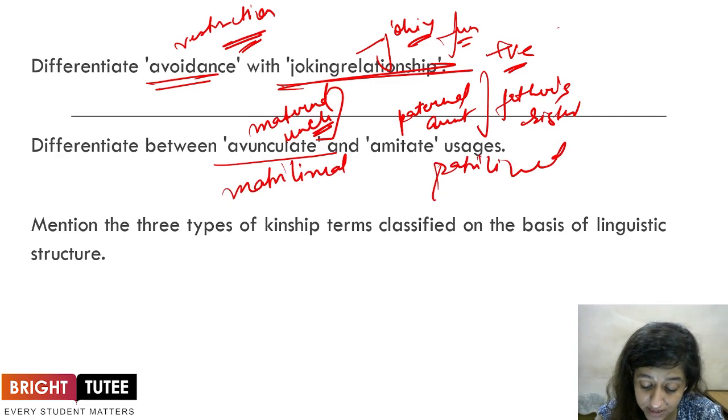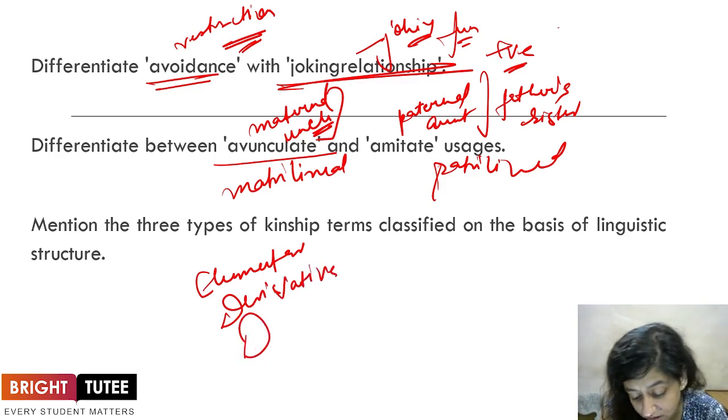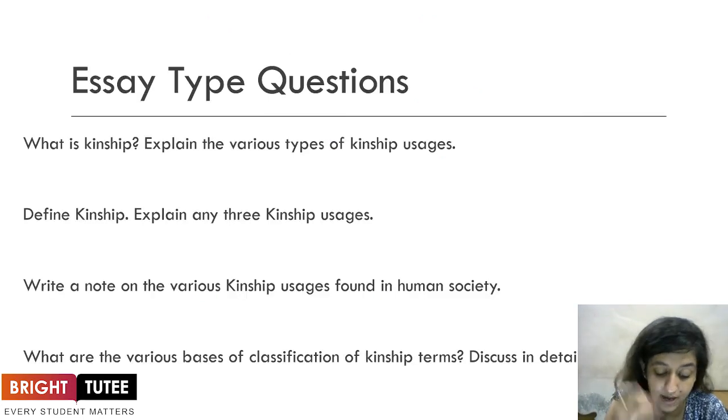Talking about the three types of kinship terms classified on the basis of linguistics: there were elementary, then derivative, and then descriptive terms.